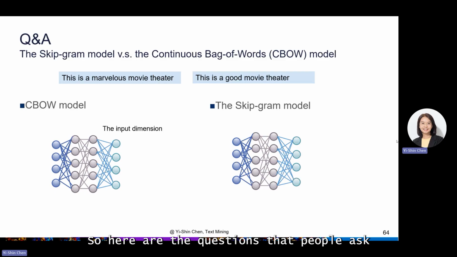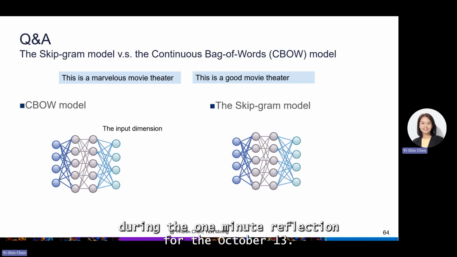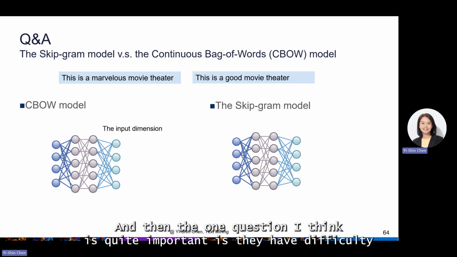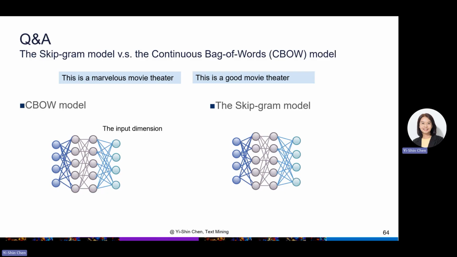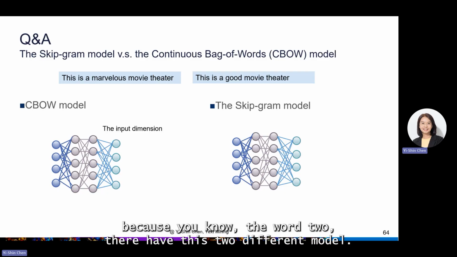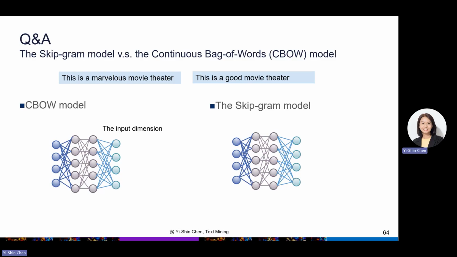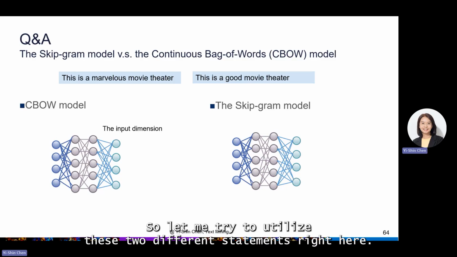Okay, so here are the questions that people asked during the 1 minute reflection for October 13th. One question I think is quite important is that they have difficulty differentiating between the skip gram model and the continuous bag of words model in word2vec, because word2vec has these two different models. So let me try to use these two different statements right here.